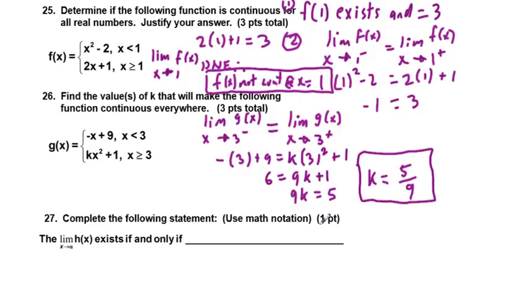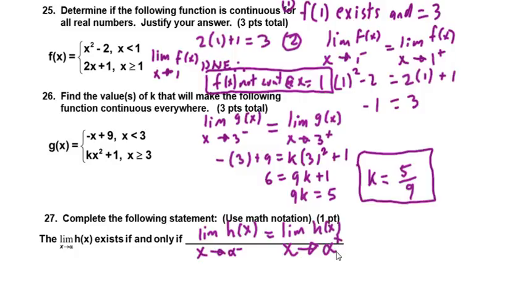Complete the following statement. Use math notation. The limit as x approaches a, or alpha, of h of x exists if and only if the limit as x approaches alpha from the left side of h of x equals the limit as x approaches alpha from the right side of h of x.